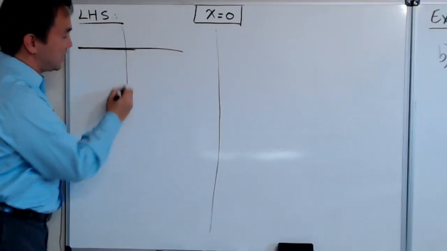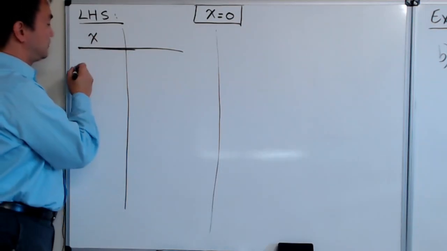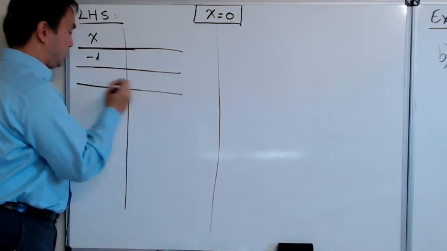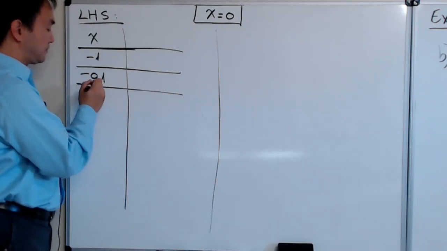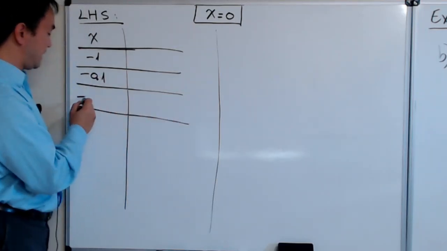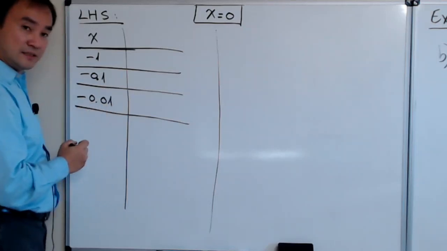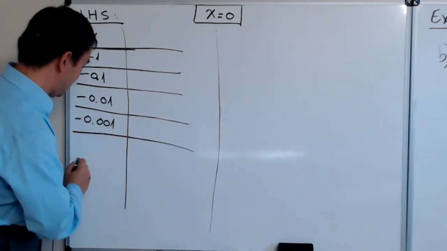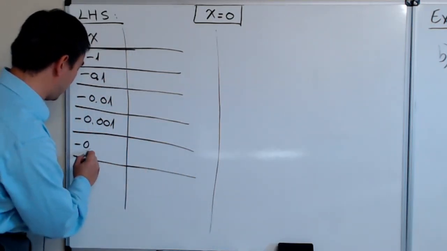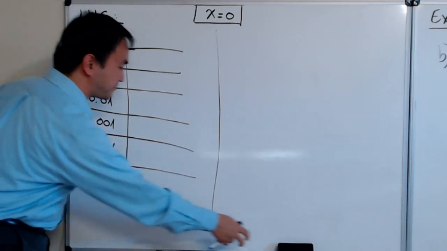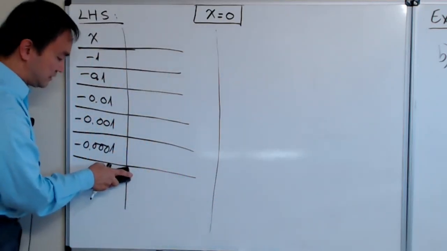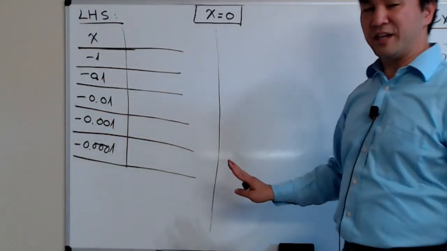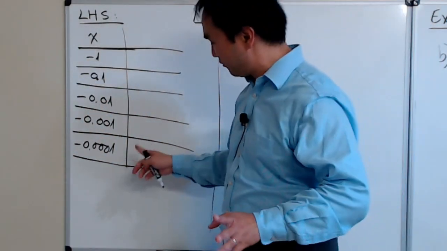Here's our table again. From the left-hand side of 0, I can start out with -1, then -0.1, then -0.01, then -0.001, then -0.0001. And I don't need any more than 5 values here. Okay, and at this point we can really start picking up pace.